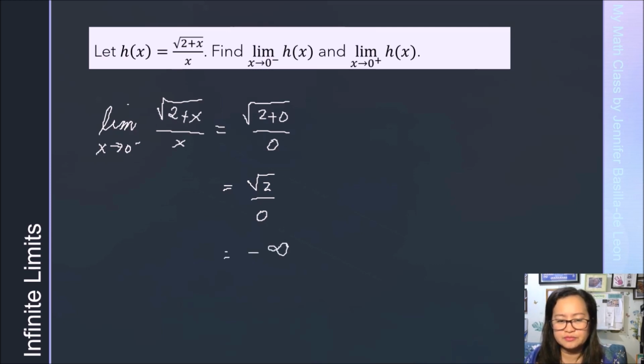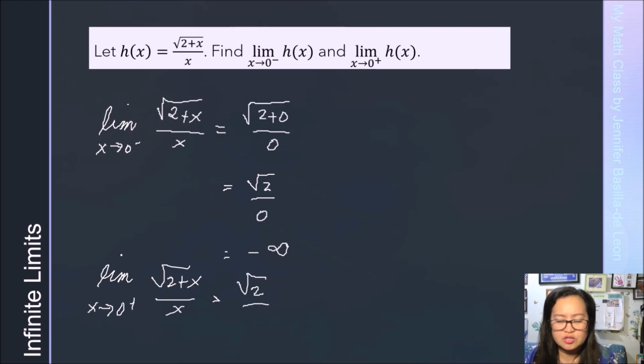Okay. Now, what if we have the limit of the square root of 2 plus x divided by x as x approaches 0 from the right? We know that it's equal to the square root of 2 over 0. Now, c is greater than 0 and g of x is 0, but it goes through the positive values, then the rule states that the result is positive infinity.